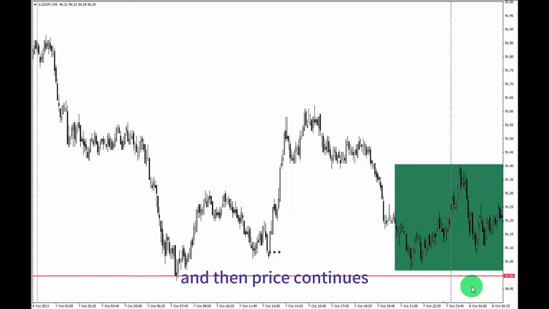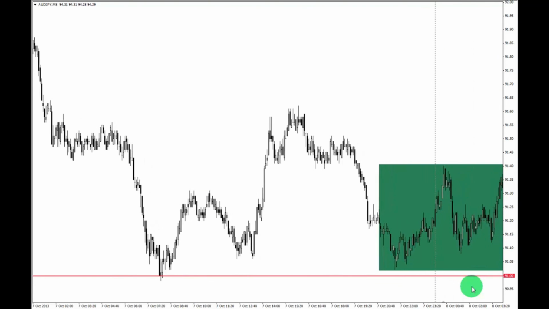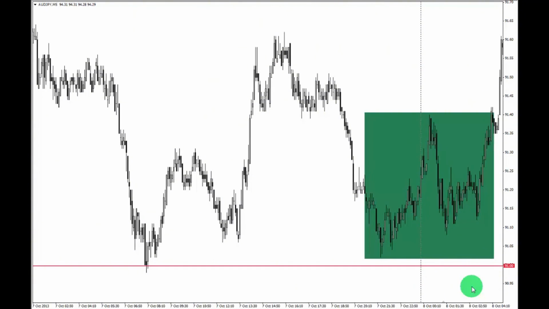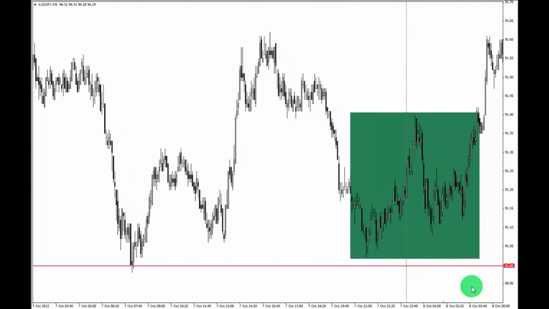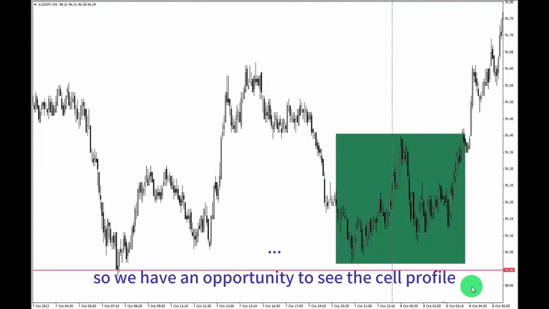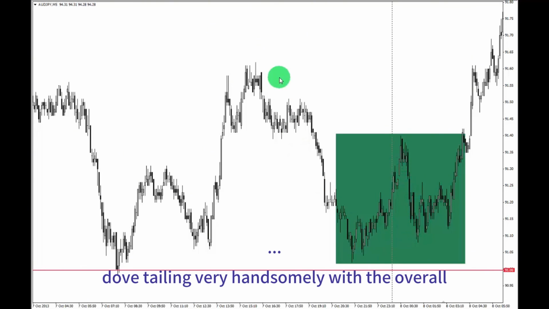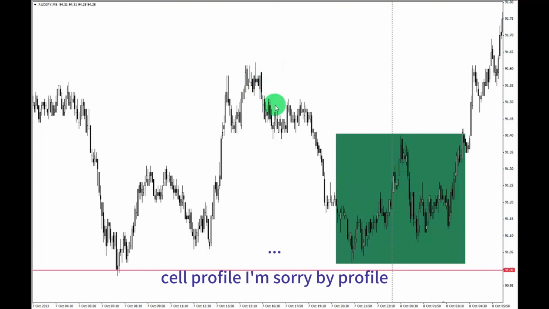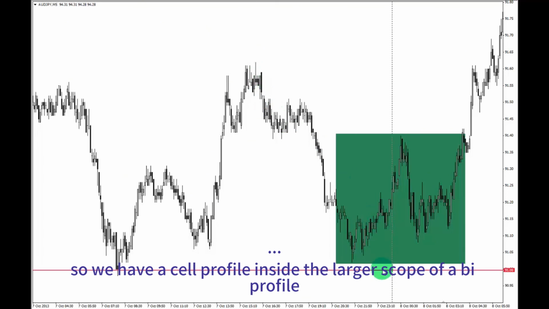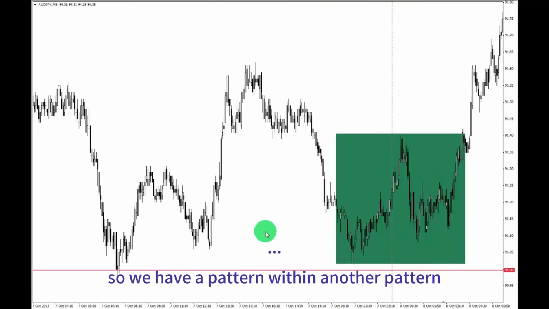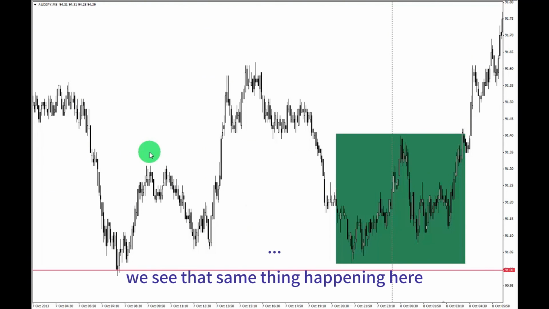And then price continues to move higher. So we have an opportunity to see the sell profile dovetailing very handsomely with the overall buy profile. So we have a sell profile inside the larger scope of a buy profile. So we have a pattern within another pattern, a fractal inside of another fractal. Okay, we see the same thing happening here.